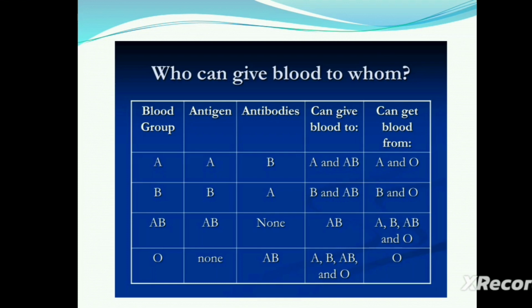Look at this chart, it is very, very important. It tells us who can give blood to whom. For example, blood group A can donate its blood to A and blood group AB, whereas it can get blood from A and O. Obviously, as I said, O is the universal donor, whereas blood group AB is known as the universal recipient. Why? Because it can receive blood from any blood group.